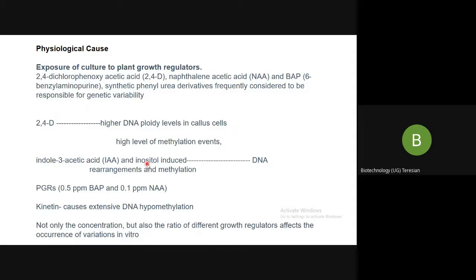We have IAA and inositol, which cause DNA rearrangement and methylation. And there are different growth hormones at different concentrations, as mentioned here. Kinetin causes excessive DNA hypomethylation. So what is this methylation? It is the addition of a methyl group to your DNA. Not only the concentration, but also the ratio of different growth regulators affects the occurrence of variation in vitro.